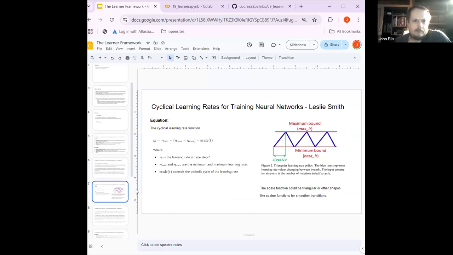So on the left side, we're looking at the different learning rates at a given time step, and then you take the min plus the max minus min, or the in-between, and then you multiply it by a scale. And that is what controls the periods or the cycle of the learning rate. There was a recommendation that the scale could be triangular. And the idea here is that step size, peak, your maximum and base, and we'll talk a little bit about those.